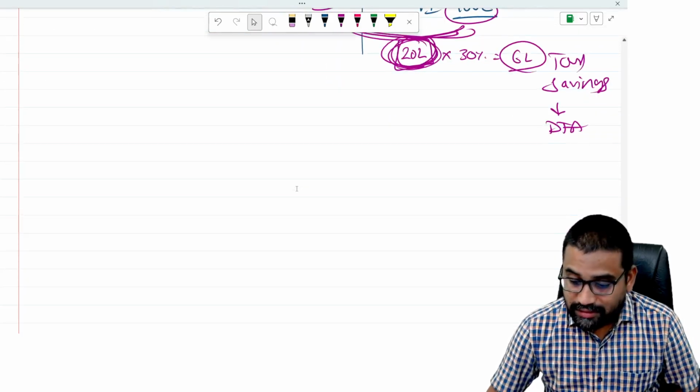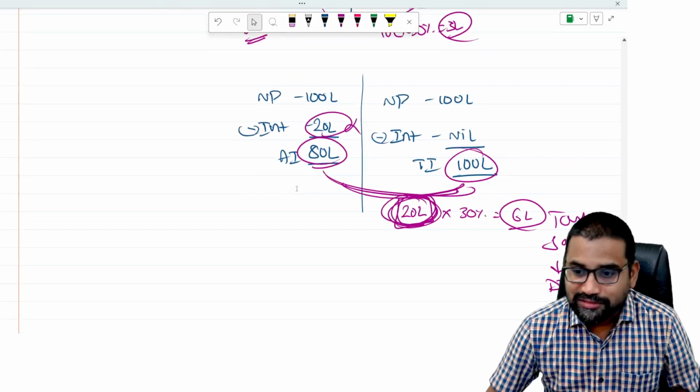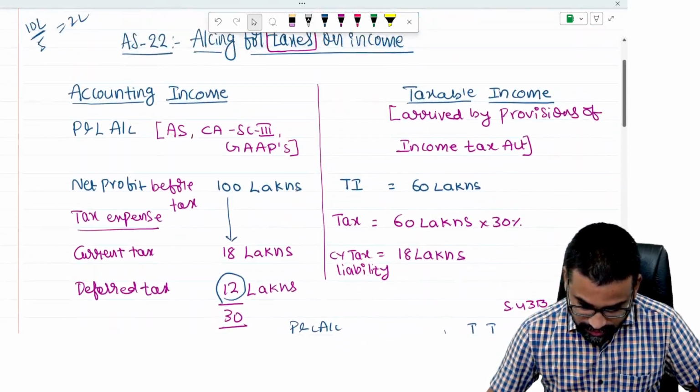Similarly, there may be deferred tax liability also. Okay.